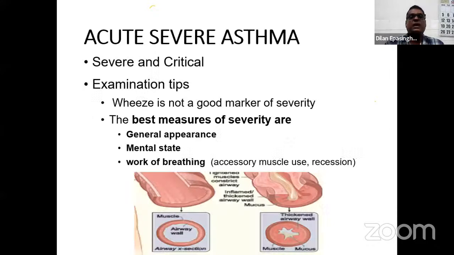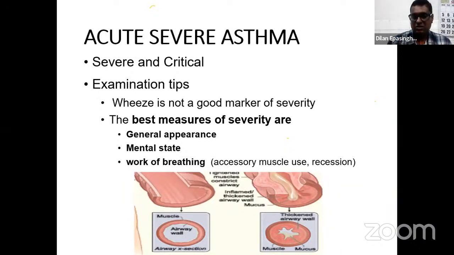The next step is acute severe asthma management. I'm not talking about details in acute severe asthma management. You have to know a few things. It's severe and critical. If a patient has a high pitched wheezing, it doesn't mean that the patient's severity is high. Sometimes silent chest is pre-terminal. You have to understand this. So severe and critical patients you have to identify.